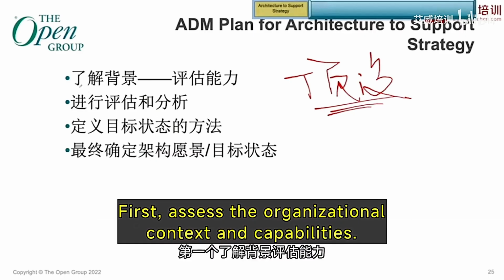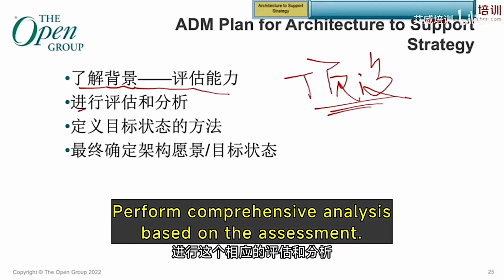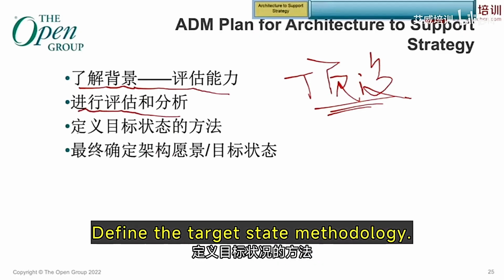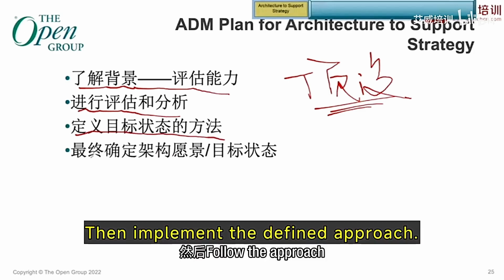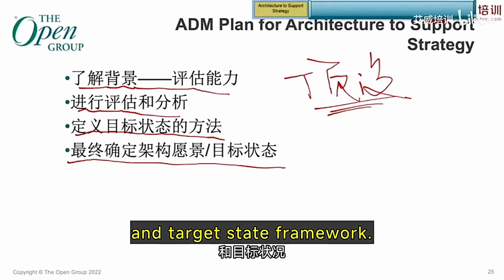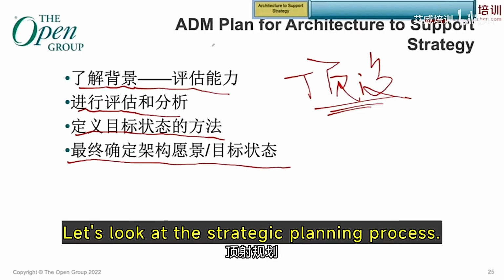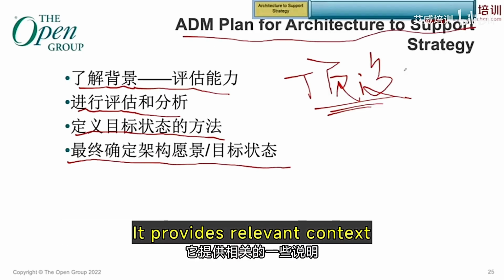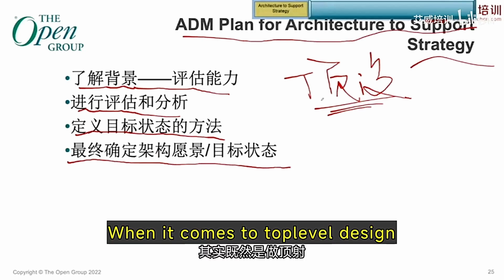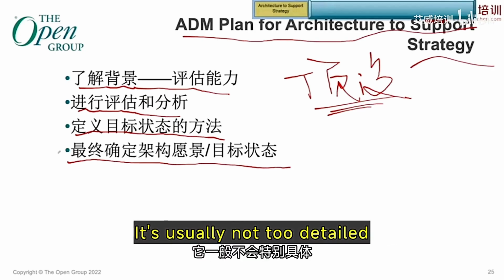First, assess the organizational context and capabilities. Perform comprehensive analysis based on the assessment. Define the target state methodology. Then implement the defined approach. Establish the architectural principles and target state framework. Now, regarding the implementation, what's the practical approach? Let's look at the strategic planning process. It provides relevant context. When it comes to top-level design, it's usually not too detailed.